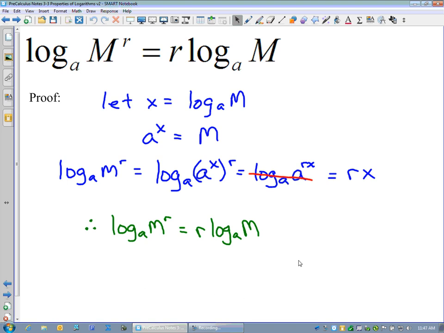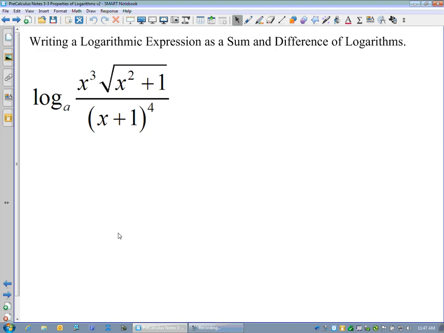All right, so these properties have been proven. We can now be confident in being able to use them. So let's look at a couple of problems we'll be able to do. Two things you need to be able to do is you need to be able to break a single log expression up into a sum or difference of logarithms. And you also need to be able to do it in the opposite direction, which is take sums and differences and combine them as a single logarithm.